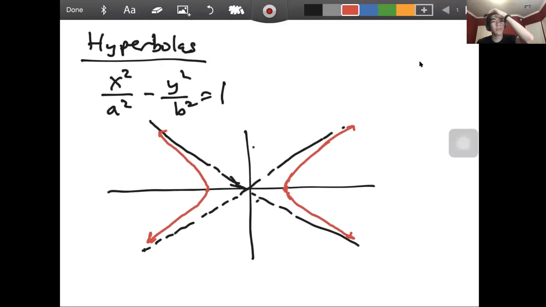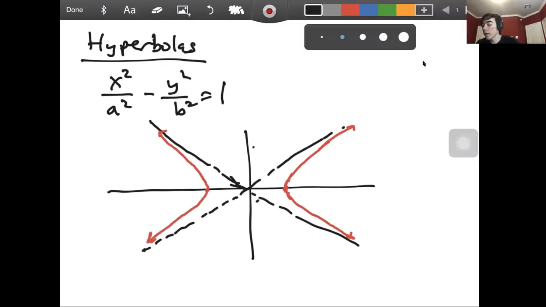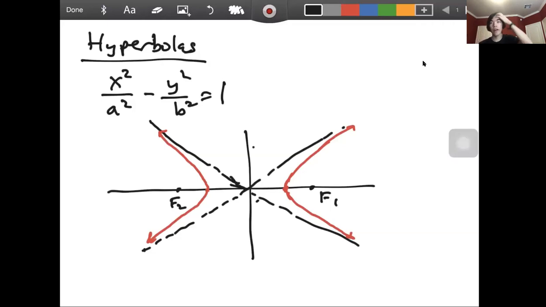So this is what a hyperbola looks like. Once again, there are two foci. And hyperbolas are very, very similar to ellipses. To be honest, I could just go through the whole same thing I did with ellipses, except we have a minus the whole time instead of a plus. However, that would kind of be a waste of time.